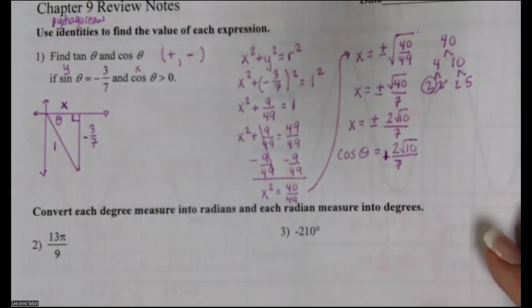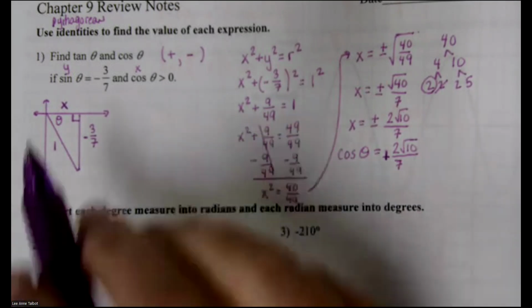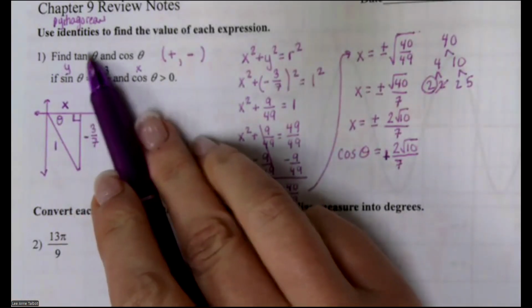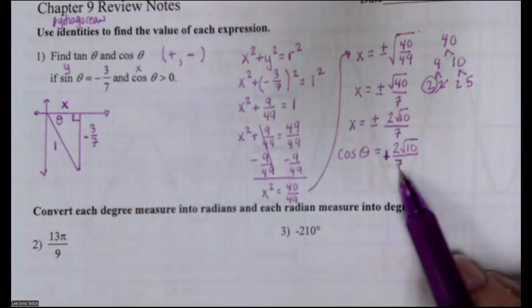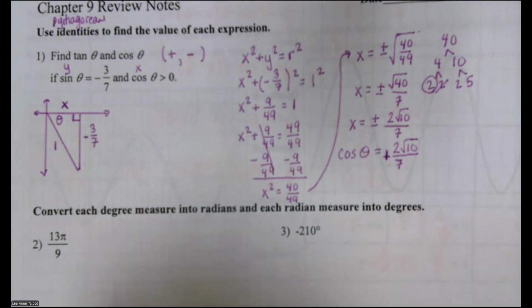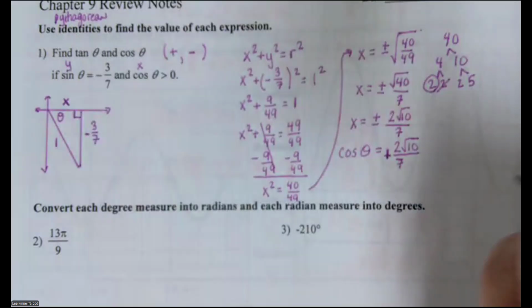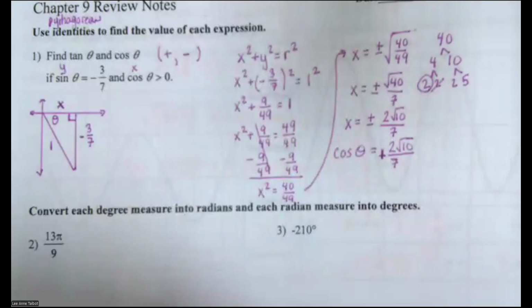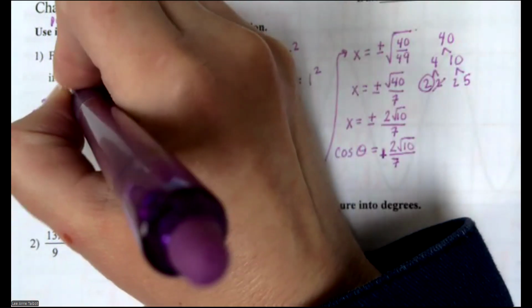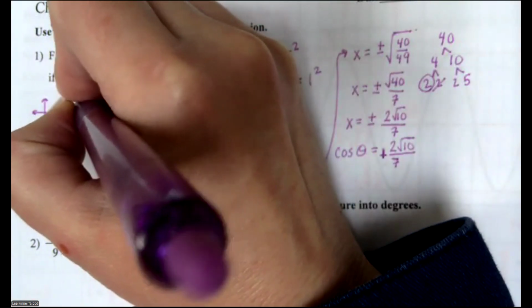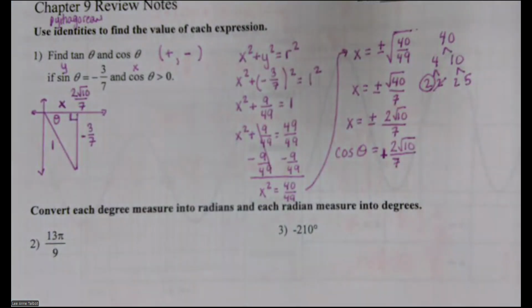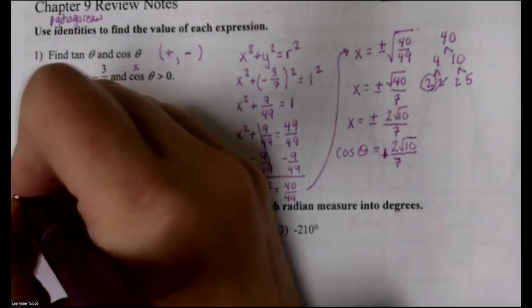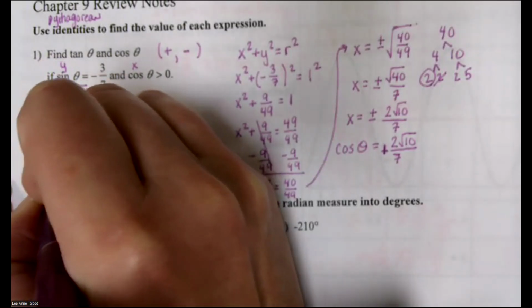Okay, now interestingly enough, you're not done. This is normally where you've been done in the past, but this asks you for two things. It says find tan and cosine. We did cosine. Now we need to find tan. So over here, I'm going to put x is 2 root over 7. Okay. Now a reminder, we're going to write this if you have room down here.